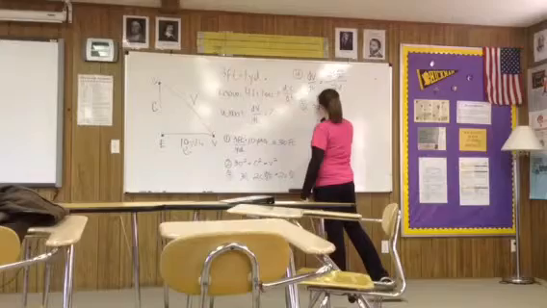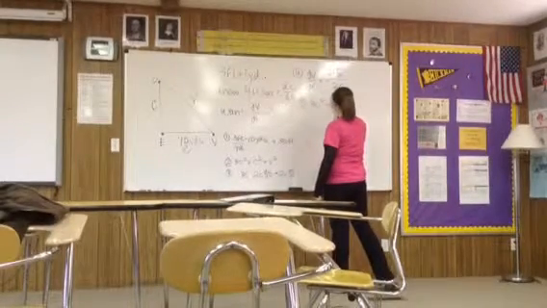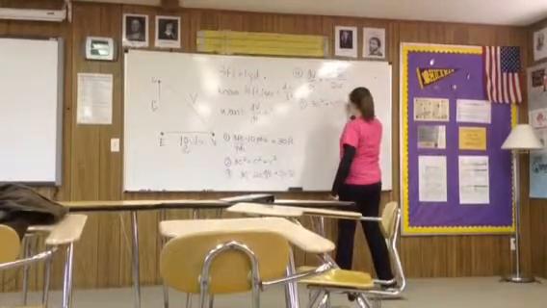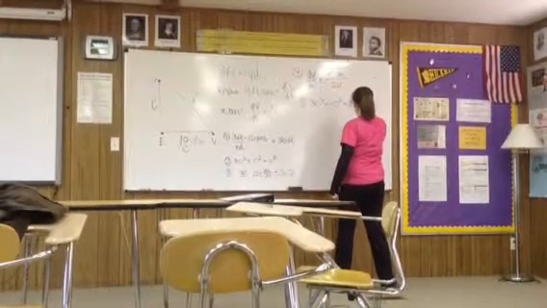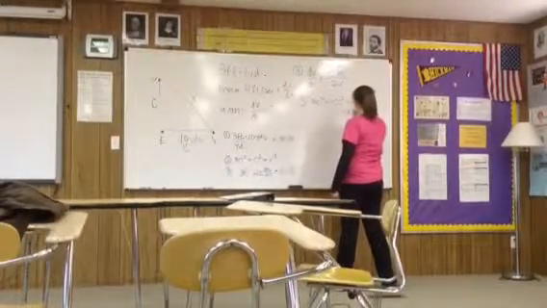In step 5, we will use the Pythagorean theorem when c equals 40 to solve for v. 30 squared plus 40 squared equals 50 squared. v equals 50 feet.